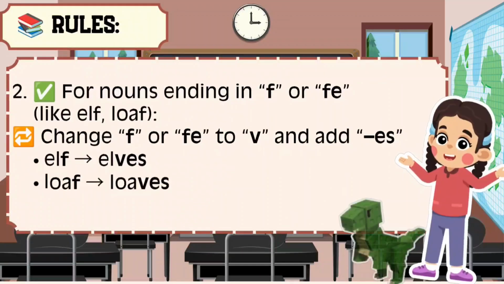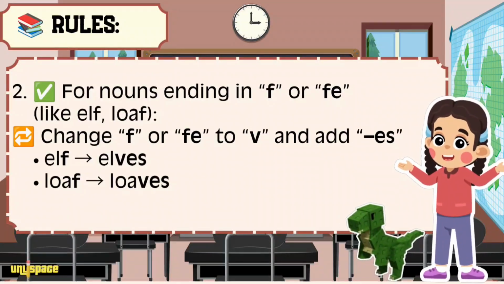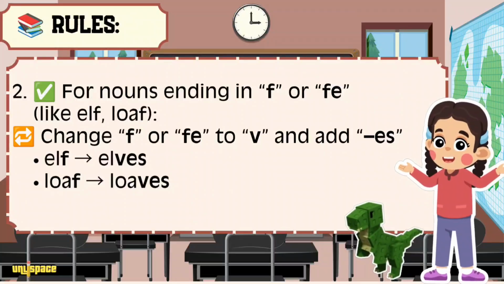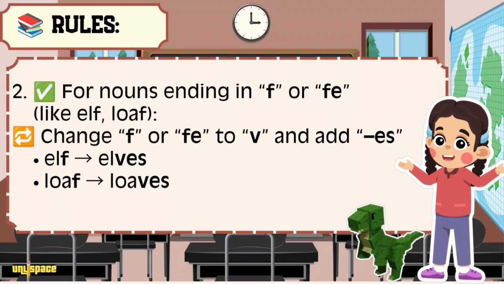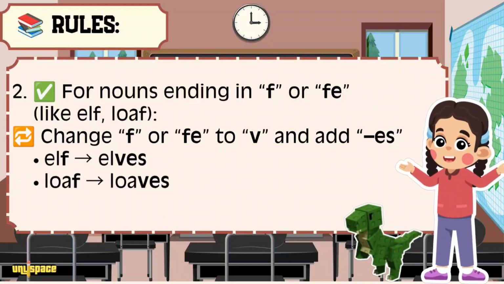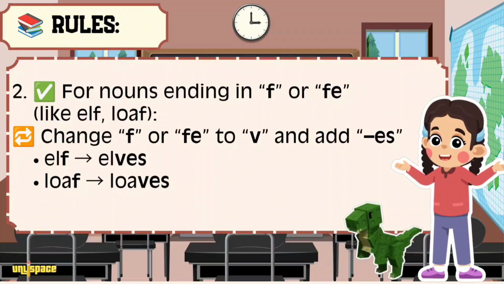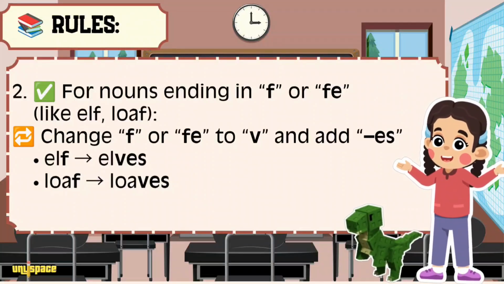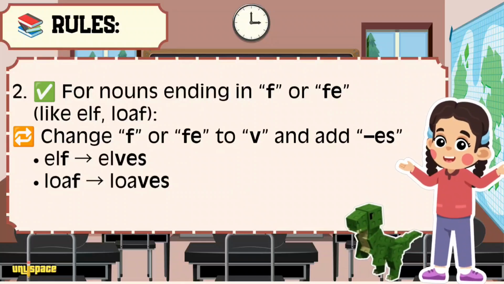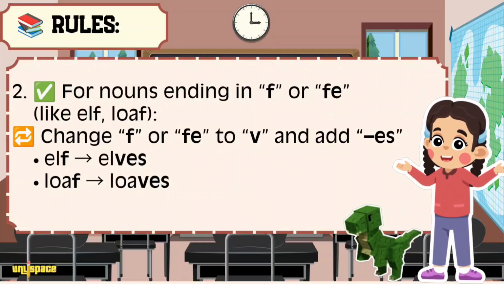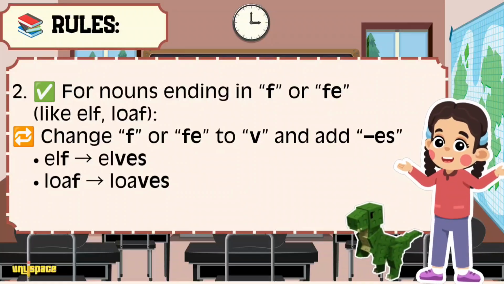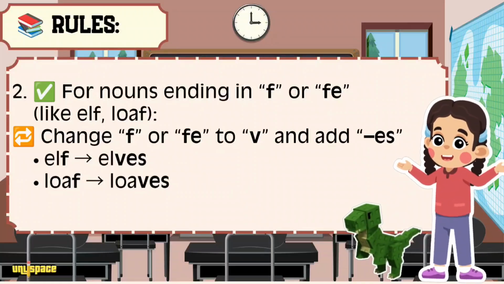Now look at elf and loaf. They end in F. We change the F to V, then add ES. So elf becomes elves and loaf becomes loaves. Isn't that cool? Some nouns need special spelling changes when we make them plural. Always watch out for endings like Y and F.